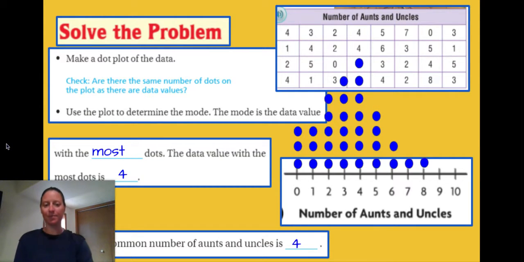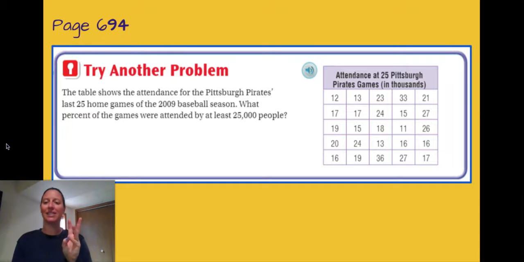Page 694, another problem. The table shows the attendance for the Pittsburgh Pirates' last 25 home games of the 2009 baseball season. What percentage of those games were attended by at least 25,000 people? So I need to find, first of all, the percent of all the games that had at least 25,000 or more people.